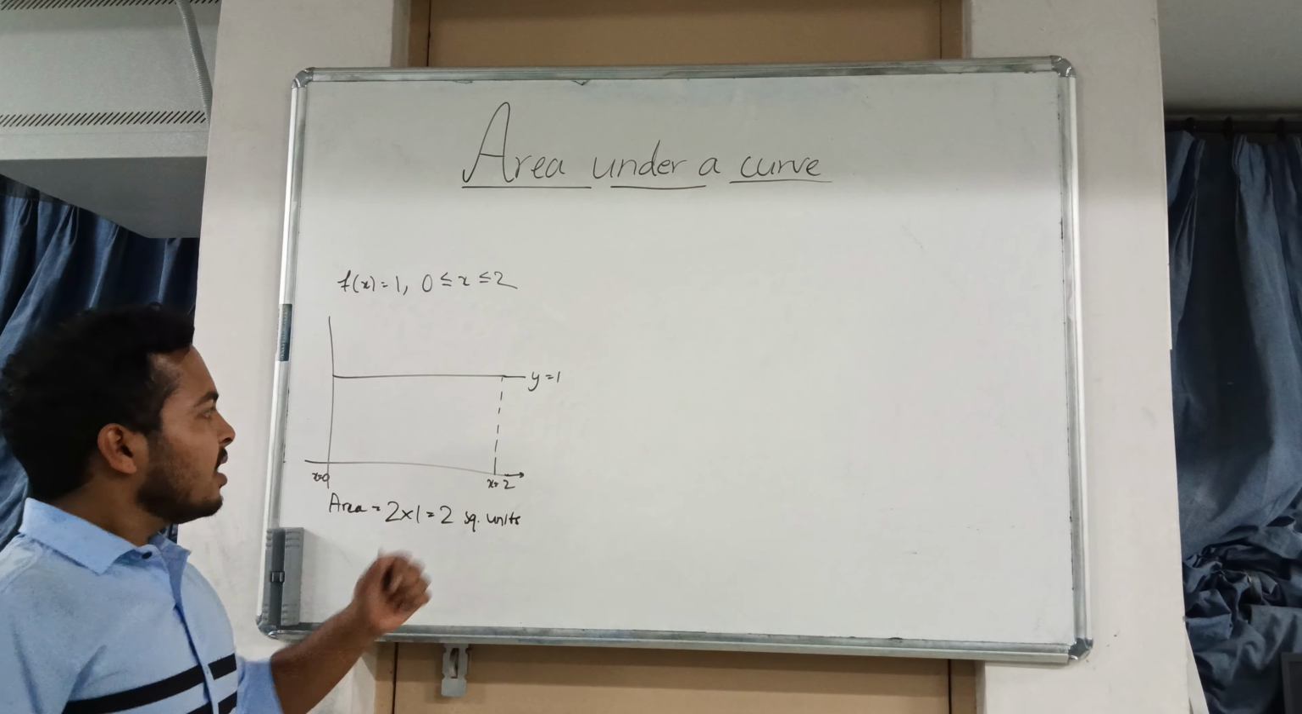Similarly, if the area had been a triangle, a square, or even a circle, we could have found it using geometric formulas. But what if it's the other case?